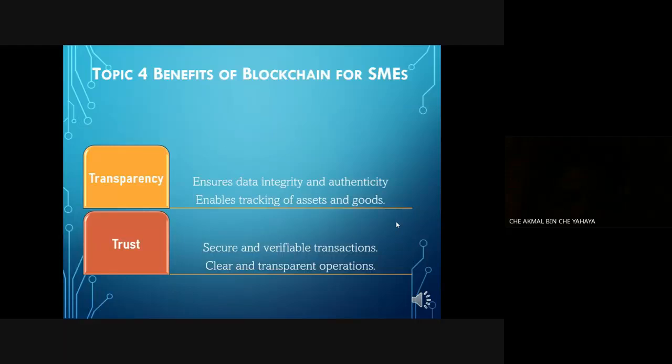So the benefit of blockchain for SME is really transparency and trust. Anything that relates to transparency and trust means benefits compared to the traditional way. Transparency means ensuring data integrity and authenticity, and enabling tracking of assets and goods. Next one, trust: secure and verifiable transactions, and clear and transparent operation.